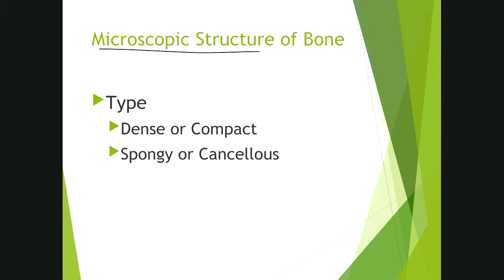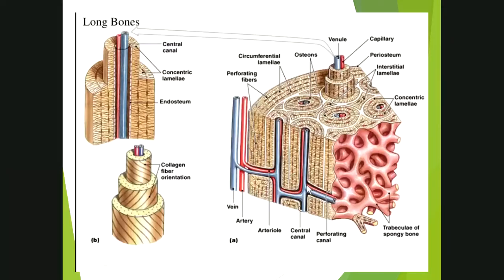And then remember, we have these two different types of bone. We have dense, which is also called compact, and we have spongy, which is also sometimes called cancellous. I don't know very many people who use that term, but it's still sometimes used. But if you look at the bone under a microscope, this is what it looks like. Here's dense, and here's spongy. And so it gives you kind of a good idea.